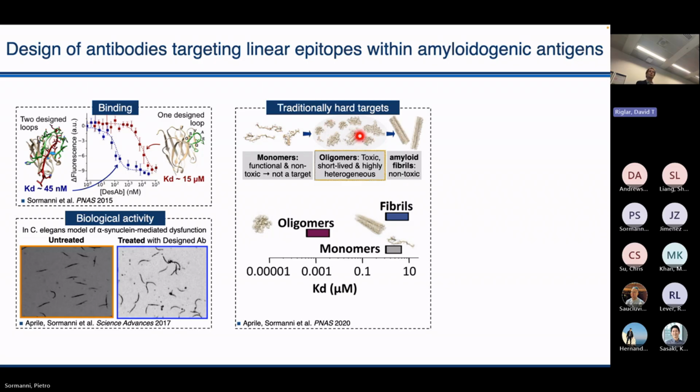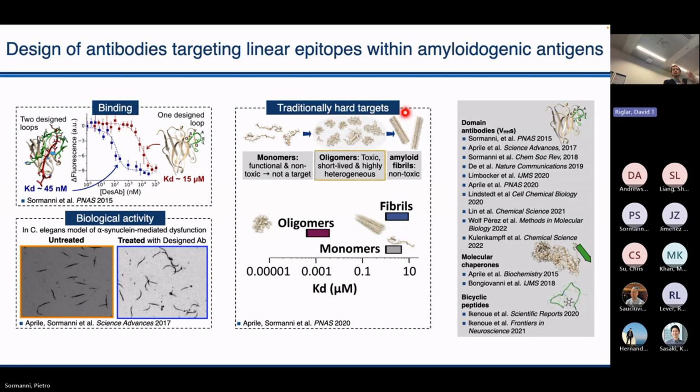In between, you populate these fleeting intermediates that are called oligomers, which are very toxic, but also very short-lived, in the sense that they either convert to fibril or dissociate back to monomer, and they're also very structurally heterogeneous. So this is what makes them a hard target. And in this paper, which was some computational design that I did and a lot of experiments done by Francesco Aprile, who's a professor at the chemistry department in Imperial now, we were able to isolate one nanobody that binds very preferentially to these oligomers as opposed to monomers or fibrils.